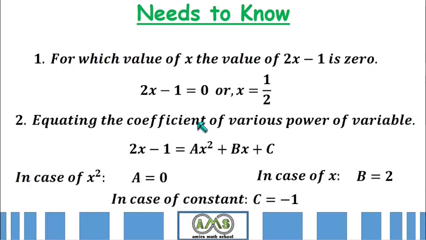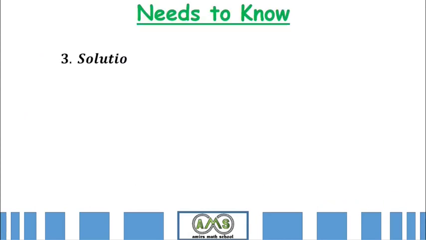So equating the coefficient of x square, x and constant term, we get a equal to 0, b equal to 2 and c equal to minus 1. This type of knowledge we need to solve the partial fraction. The next one, the solution of system of linear equations.